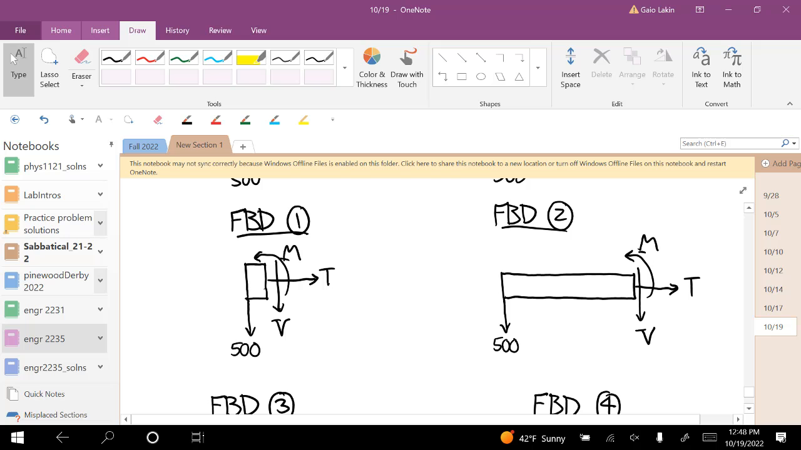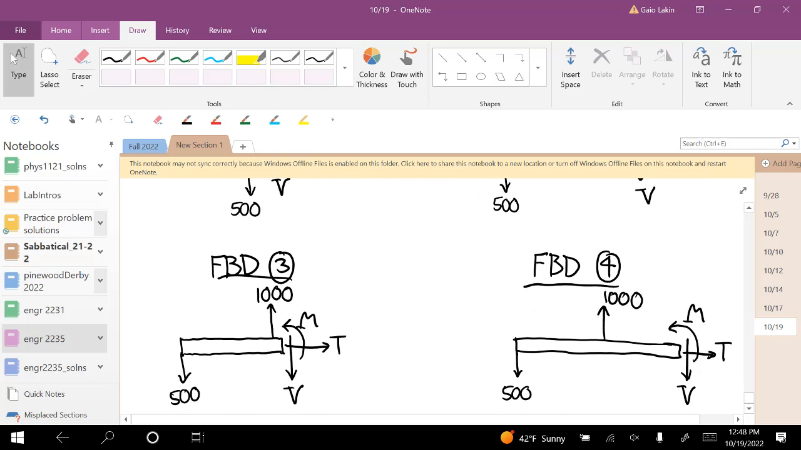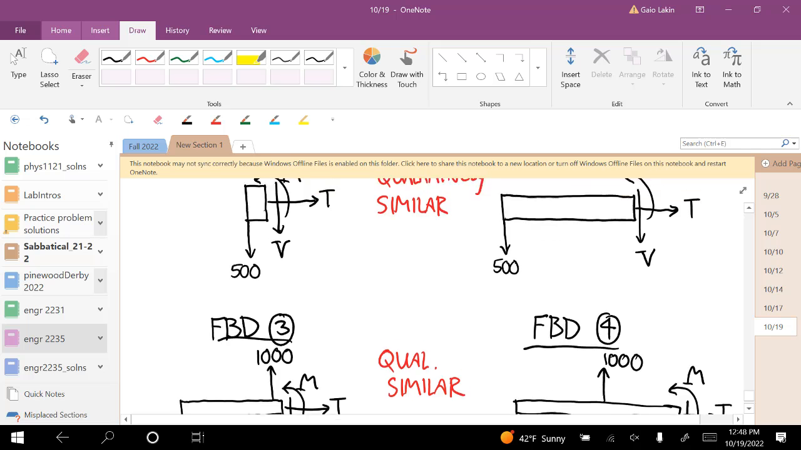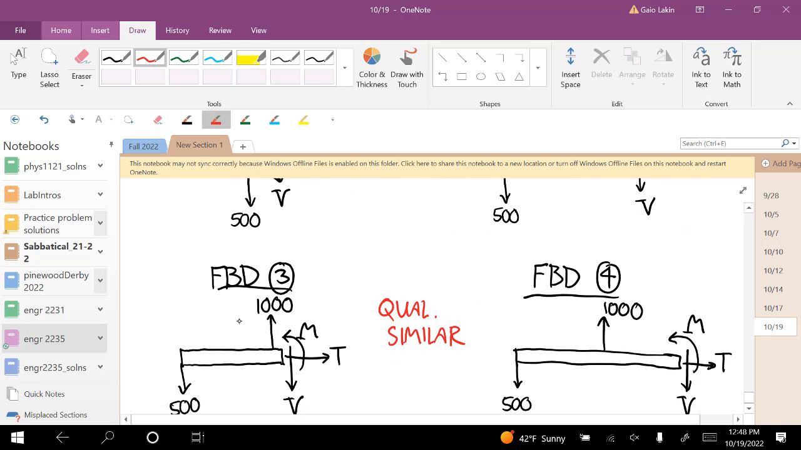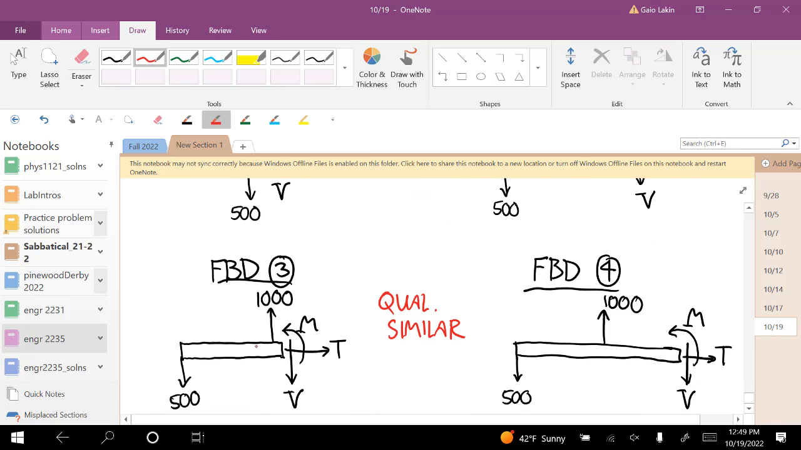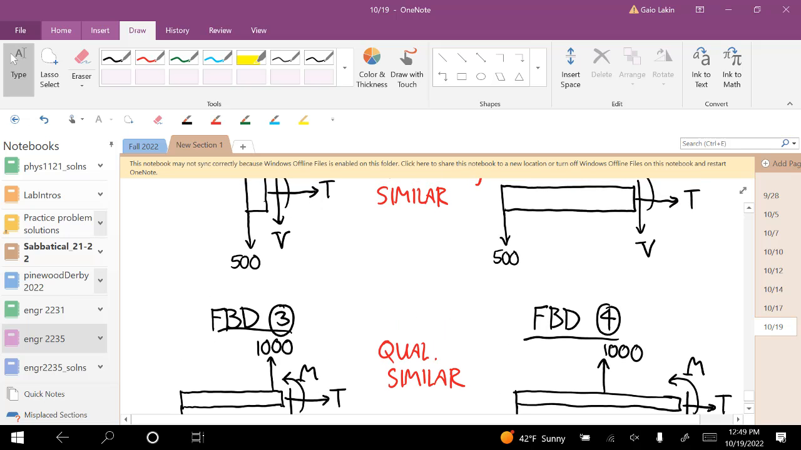So notice that these two are qualitatively similar. The lengths aren't the same. That is a long word. I'm not writing that again. And then these two are the same. Okay, and it doesn't have anything to do with them being close to the same length. This number 2 and number 3 are actually the closest to the same length, but they are not qualitatively similar. This one has a force in it that this one doesn't have. Okay.